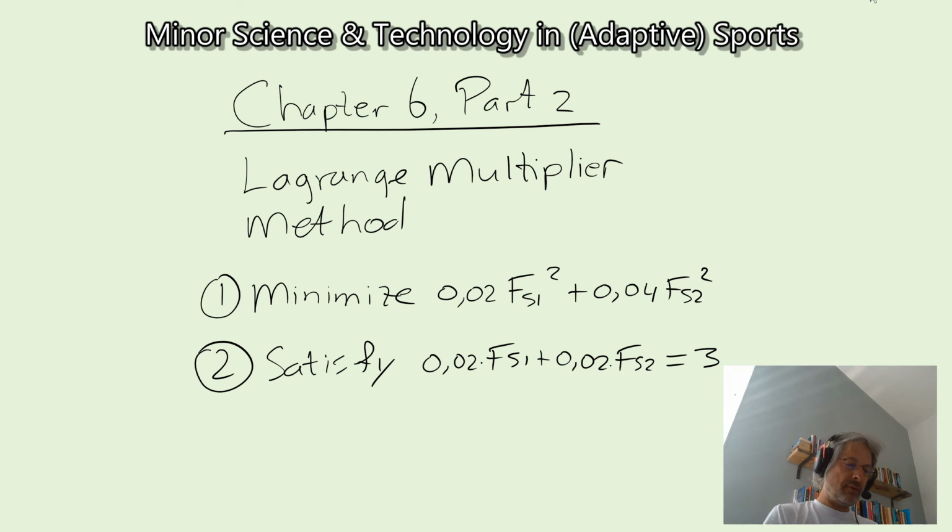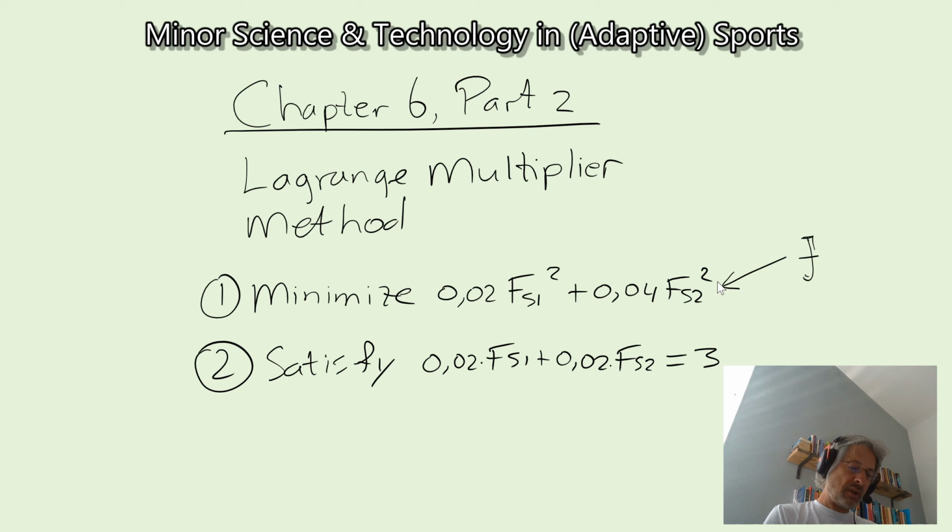Finally, we have arrived at the full-blown version of the Lagrange multiplier method. So, a short recap. What do we have to do? Well, we want to find the lowest possible values for Fs1 and Fs2, and we do that by minimizing this sum of squares, also called J, but J is equal to 0.02 times Fs1 squared plus 0.04 times Fs2 squared. So we have to minimize that.